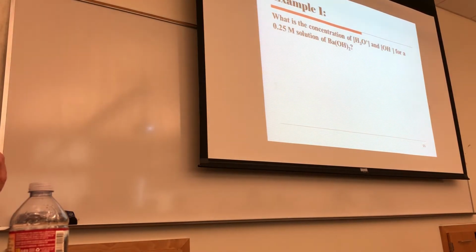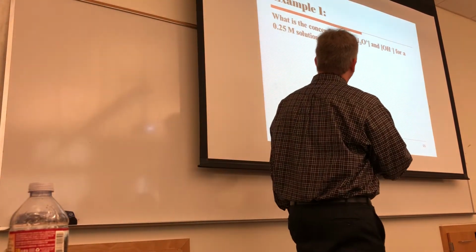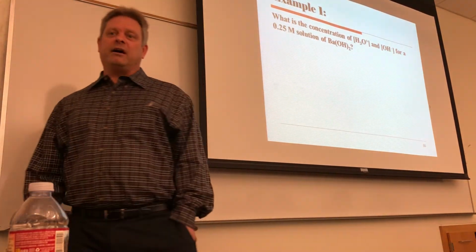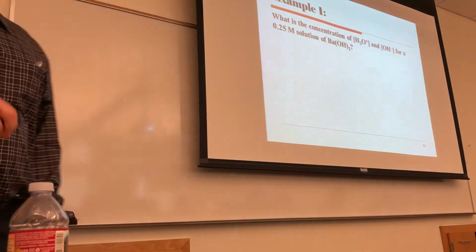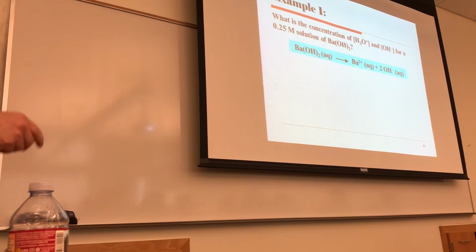Okay. So, what is the concentration of the hydronium ion and hydroxide ion for a 0.25 molar solution of barium hydroxide? So what do I need to do for a problem like this? What would be the focus here? Okay, so let's start with an equation, right? So what am I doing? I'm putting this thing in what? Water. So what happens to it?